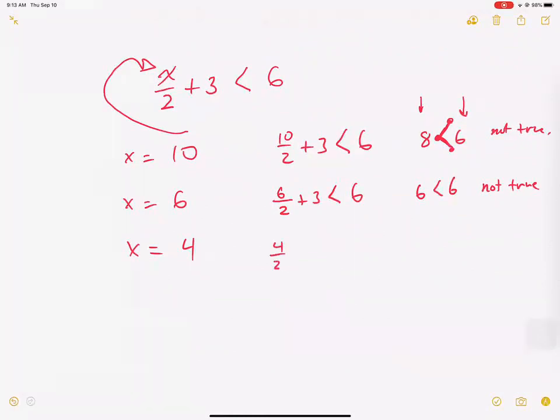Then 4 divided by 2 plus 3 less than 6. I want you guys to tell me if this is true or not true. And you guys are going to do that by, in the participants section, please click yes for true, and not true, please click no.